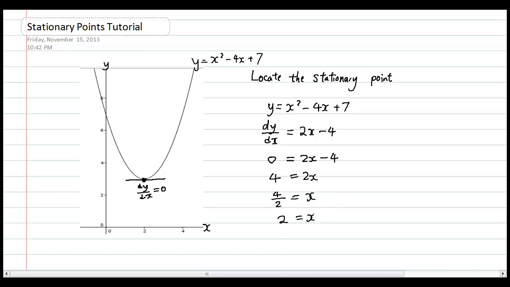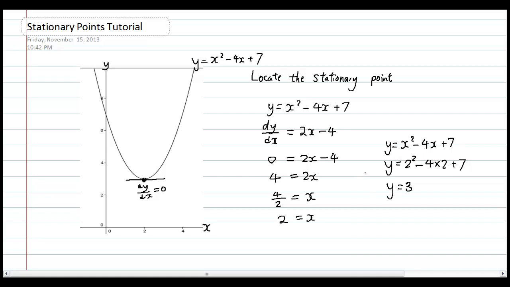Now, in order to find the y coordinate, all you do is substitute x is equal to 2 into the y equation. So y is equal to x squared minus 4x plus 7. y equals 2 squared minus 4 times 2 plus 7. So y is equal to 3.